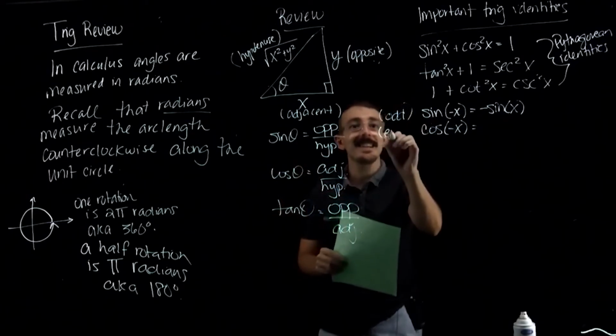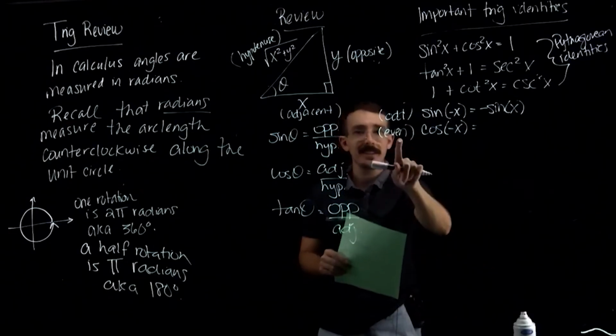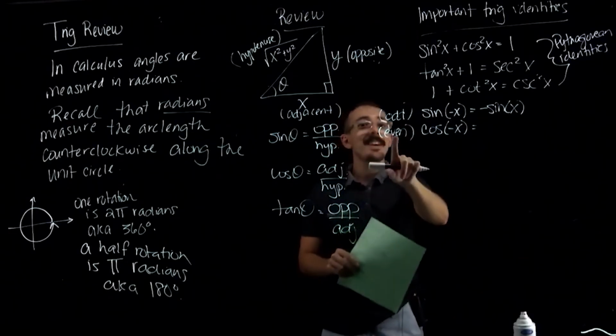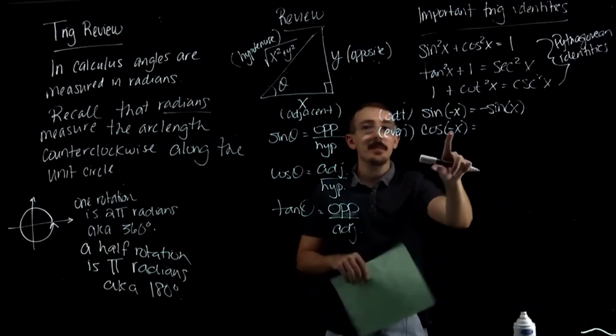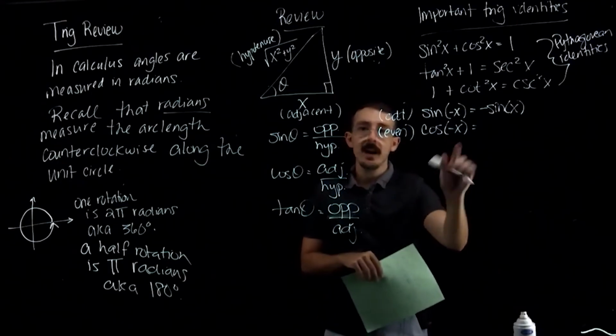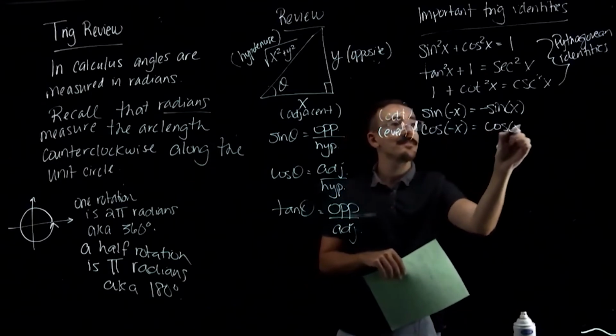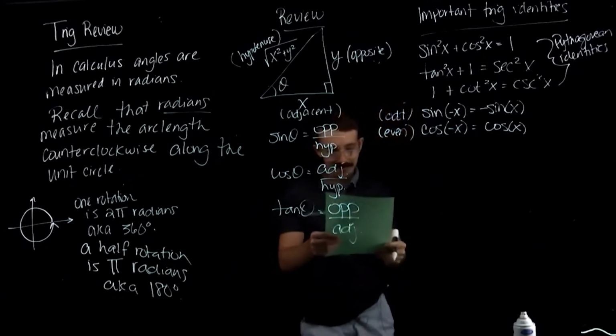Cosine here is called an even function. If I write it, you should believe that. So what this means is that if you plug in a negative value, it just never happened. It just disappears. And those are equal to the same thing.